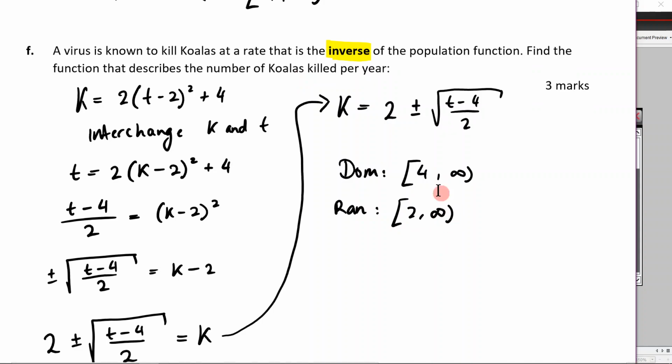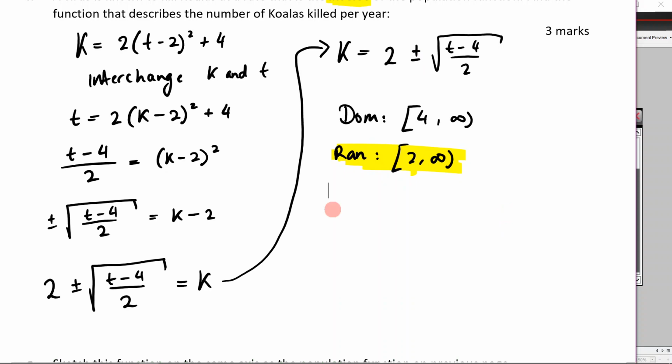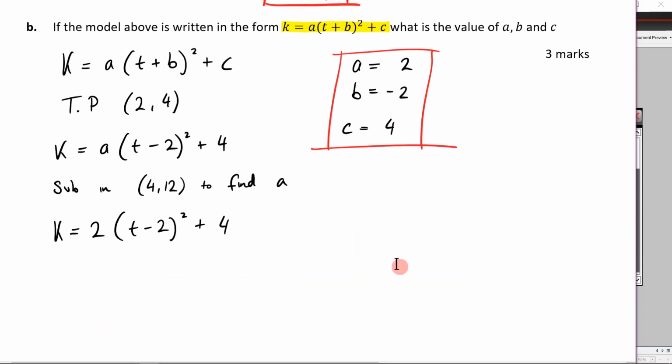And now, when figuring out whether it's going to be plus or minus, it's just a matter of looking at your range. So let me highlight that. You see how my range is 2 to infinity? It's the positive side of my square root function. So that means it's going to be the positive one. So k is equal to 2 plus the square root of (t minus 4) over 2. You can see this because it's the positive side of it. I'm not going down, I'm going up. So by considering the fact that your domain and range swap, you look at your range and that's how you can figure it out.